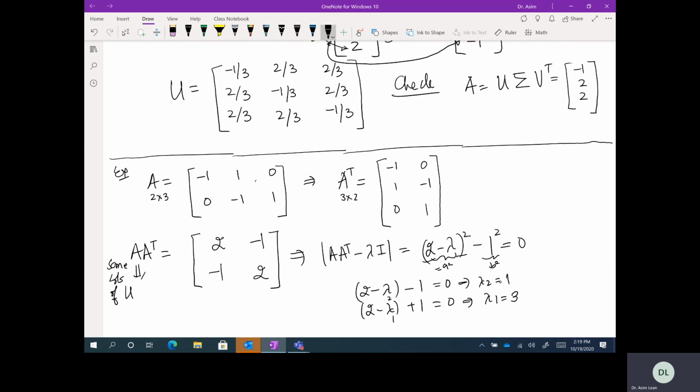So again we can check. 3 plus 1 is 4, so the trace is 4. The determinant is 4 times 4 minus 1, which is 3. This determinant is the product of the eigenvalues, which is 3.